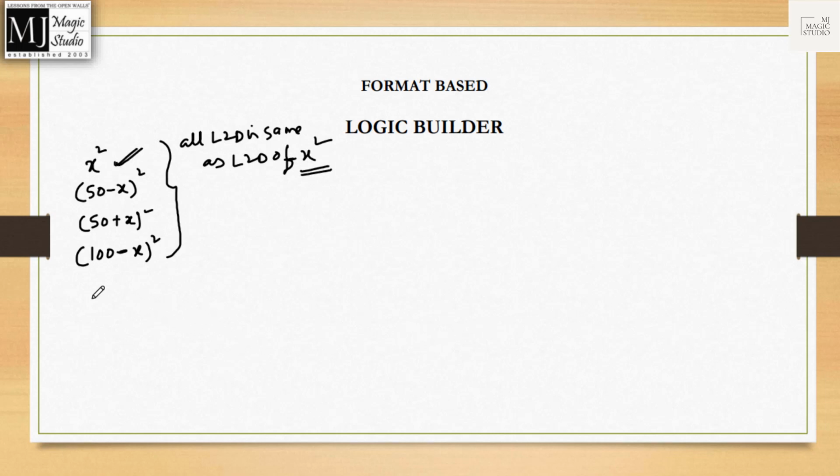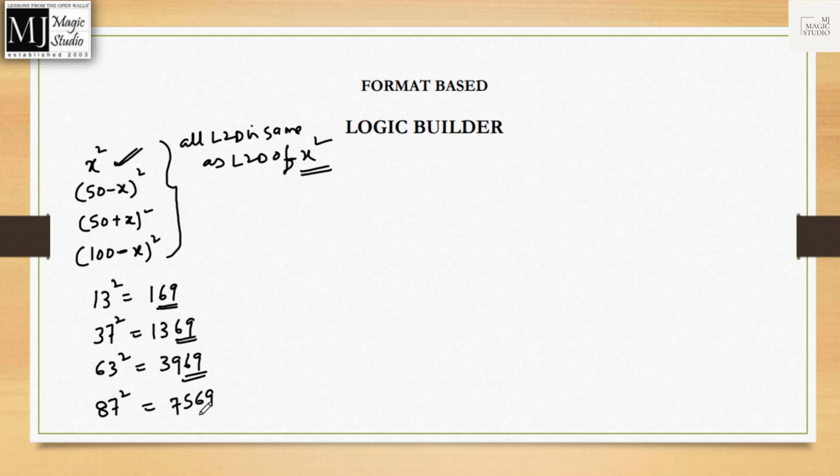We can take an example. 13 square is 169. Last two digits 69. Now 50 minus 13 is 37, and 37 square is 1369. Last two digits 69. 50 plus 13 would be 63. 63 square is 3969. Last two digits 69. And one more, 100 minus 13, that is 87. 87 square is 7569. Last two digits are also 69.